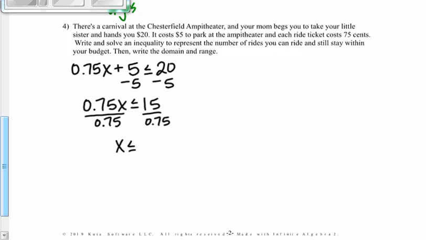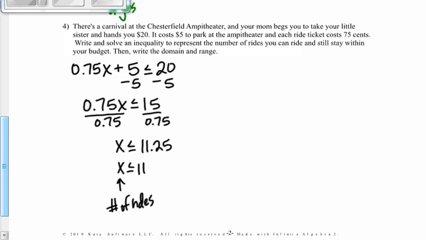So if I do 15 divided by 0.75, we get 11.25. And as usual, we can't say we're going to ride 0.25 of a ride. You would have to either purchase enough tickets for 11 or 12 rides. So to stay within budget, we're going to round that down. And again, defining x as the number of rides.